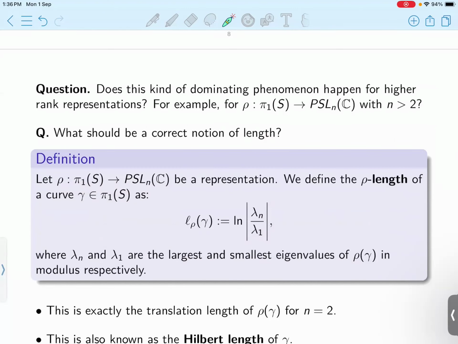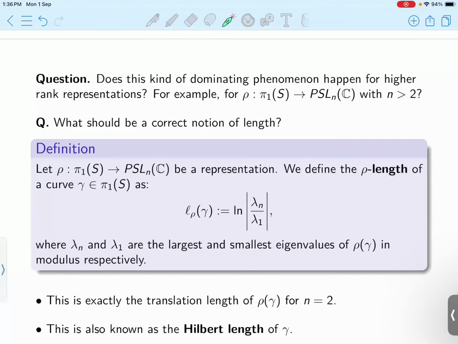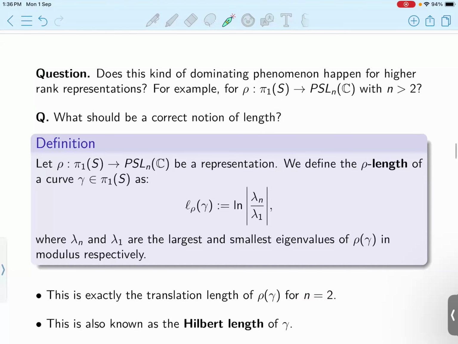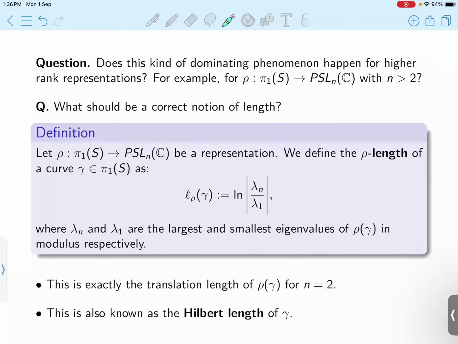Note that this is exactly the translation length of rho gamma if rho is discrete and faithful and n equals 2. This is also known as the Hilbert length of gamma.